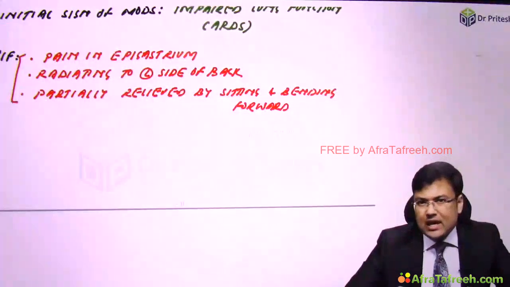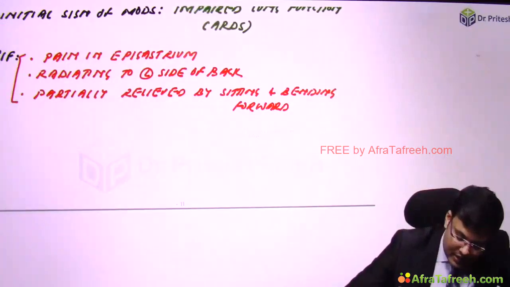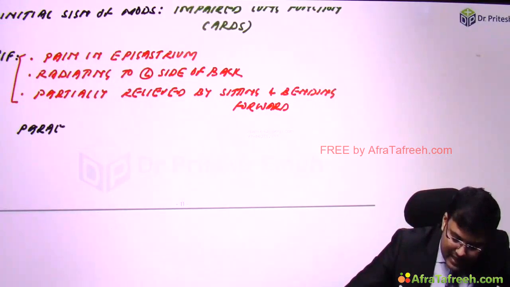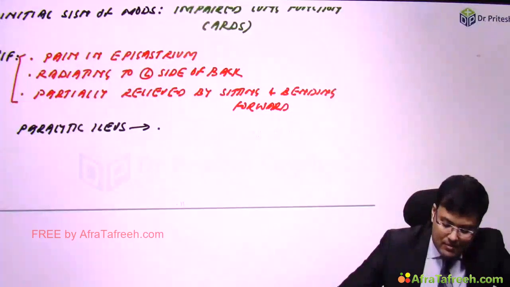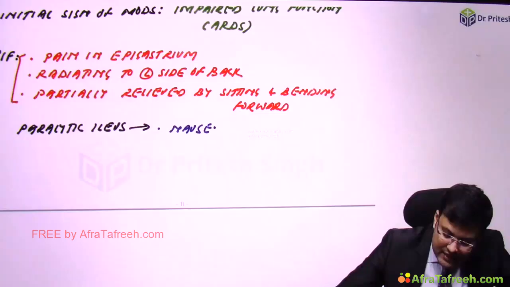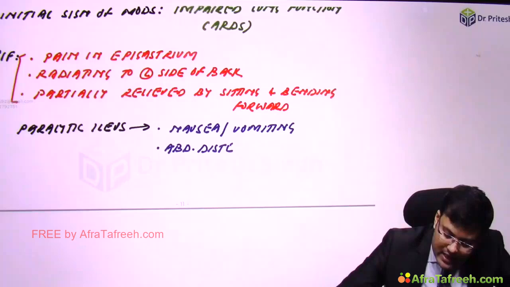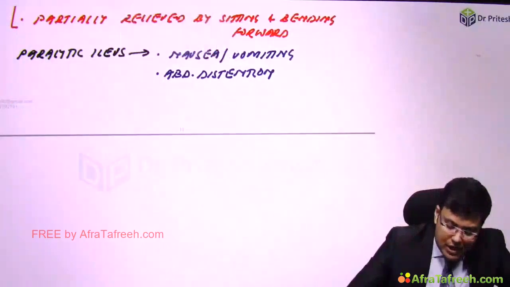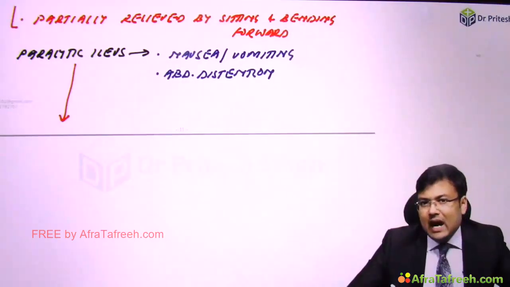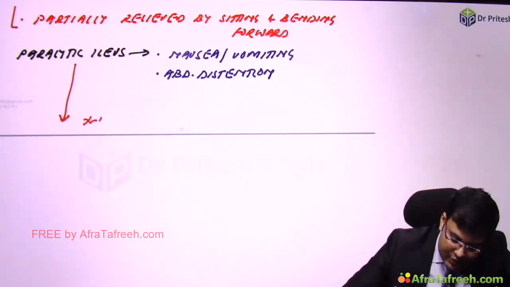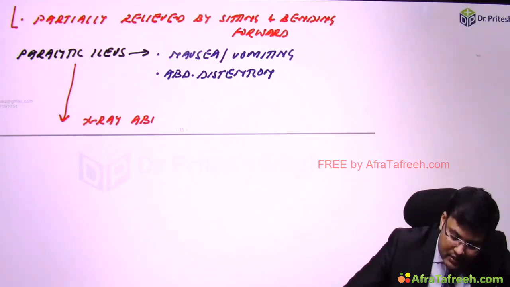Second, these patients are also having paralytic ileus. And because of paralytic ileus, what are the manifestations? Patients are having nausea, vomiting, and abdominal distension. Now what is the problem? Because of paralytic ileus, the signs are seen on X-ray. So if we are going for X-ray abdomen, the signs of paralytic ileus are seen.